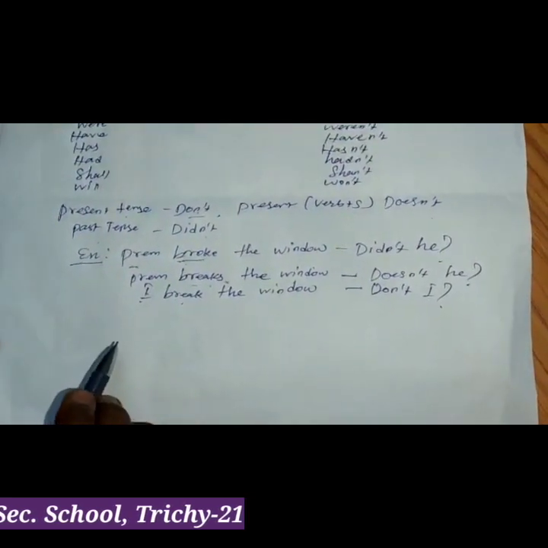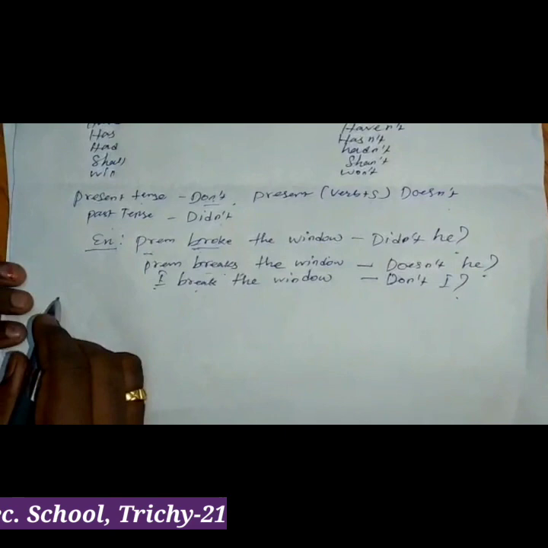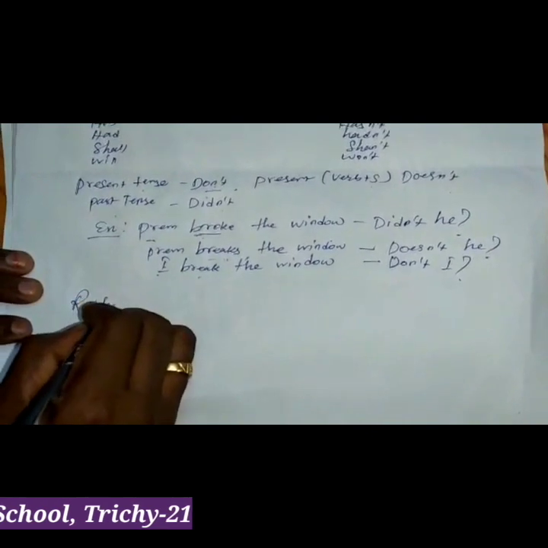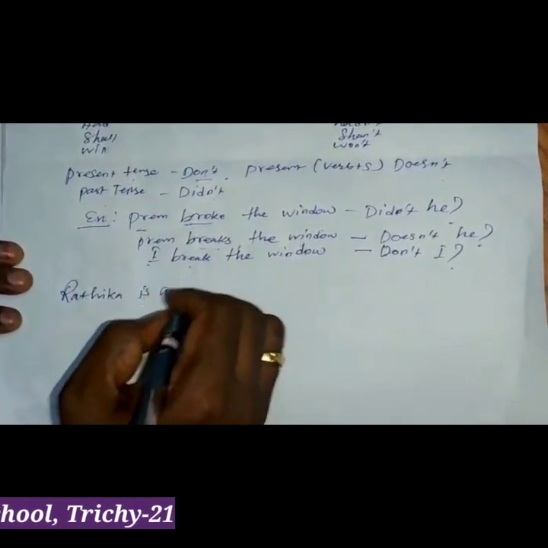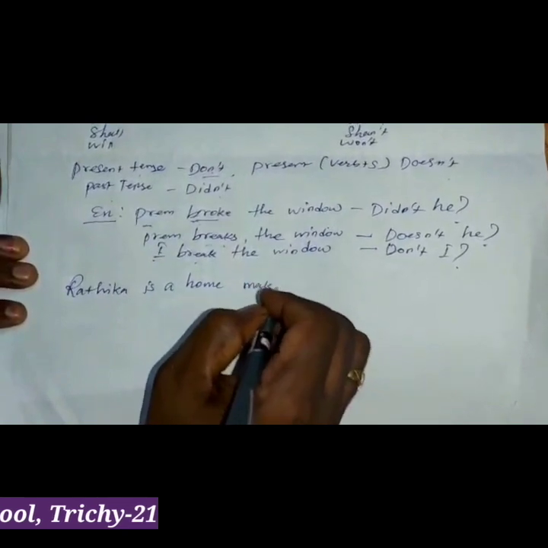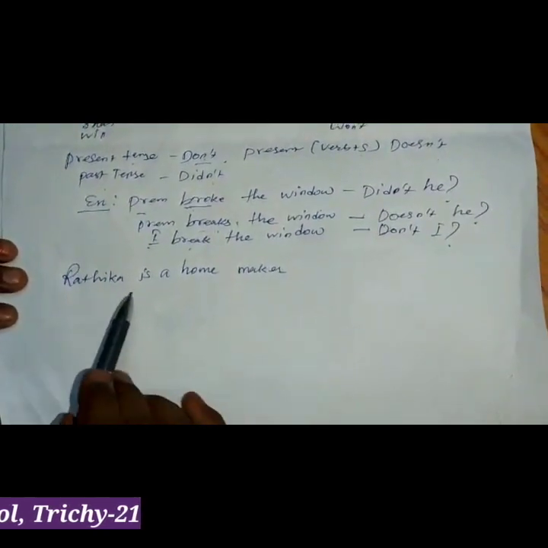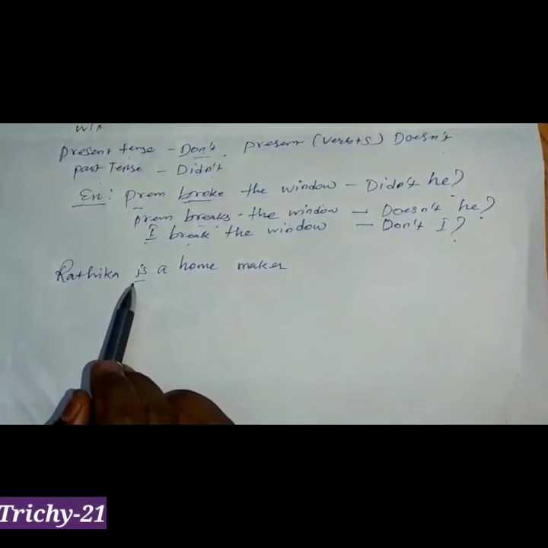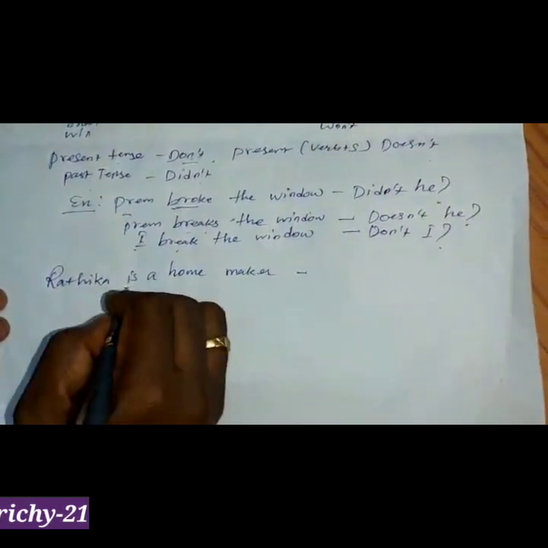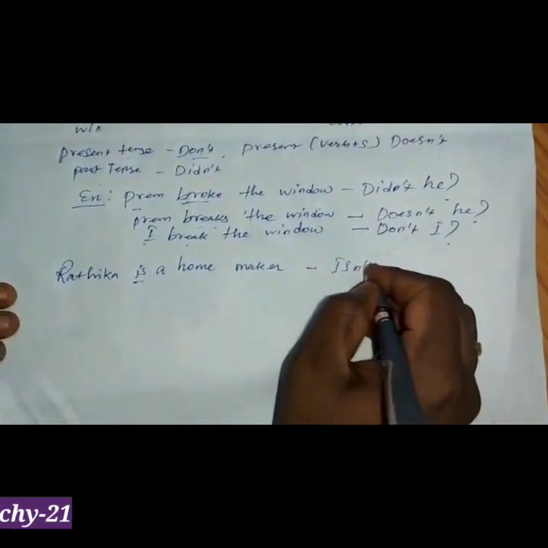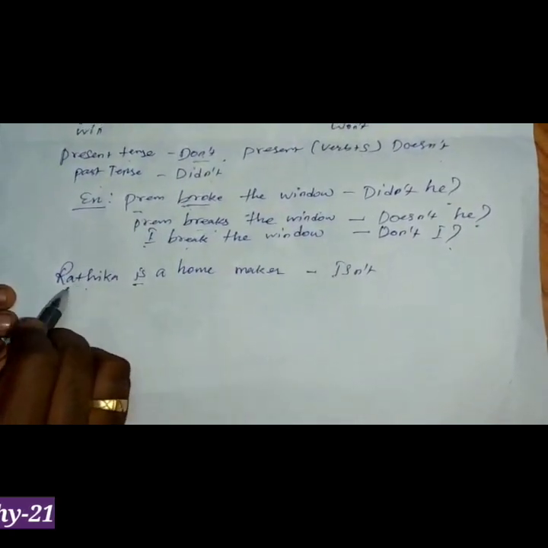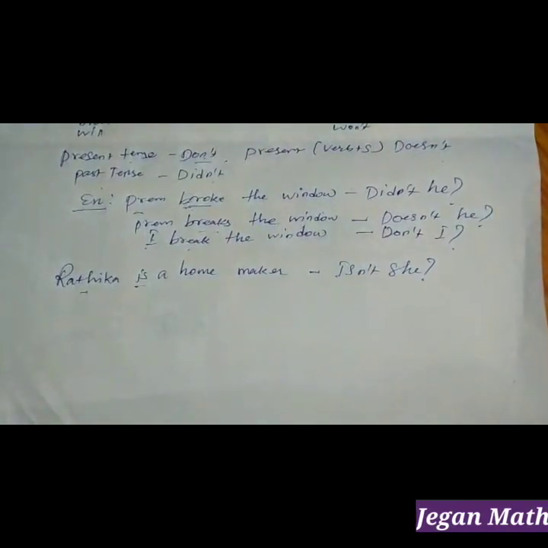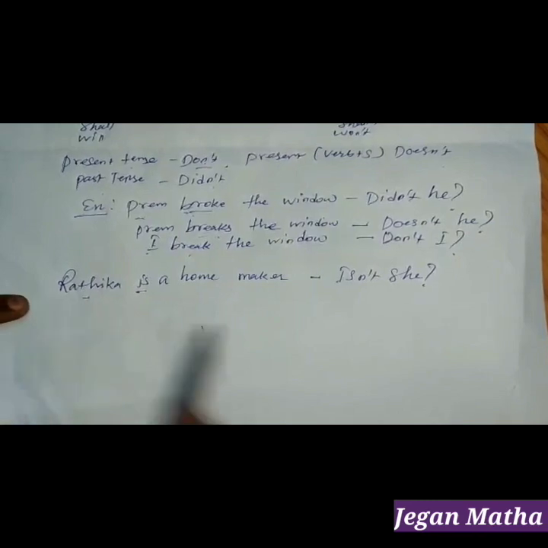Let me give an example with auxiliary verbs. Radhika is a homemaker. Here what is the auxiliary verb? There is no main verb. I said if we have an auxiliary verb, we can take it for the question tag. Isn't. Is Radhika male or female? Here female, so the pronoun is she. Isn't she? That's all. If the subject is male, then he.